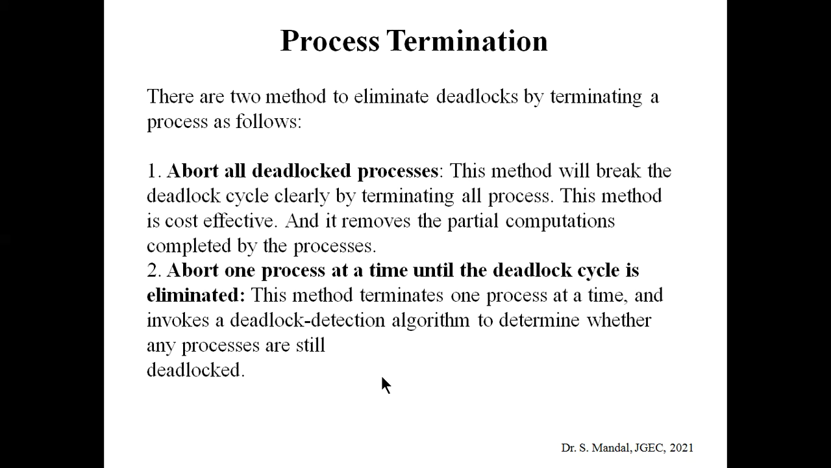However, in the second case, suppose P1, P2, P3 processes are in deadlock condition. Initially we abort only one process, let's terminate the P1 process, then P2, then P3, this way. If after terminating P1 and P2 there is no deadlock, then obviously P3 will be executed, and the other processes will be in their previous state. So this method terminates one process at a time and invokes a deadlock detection algorithm to determine whether any processes are still in deadlock condition.